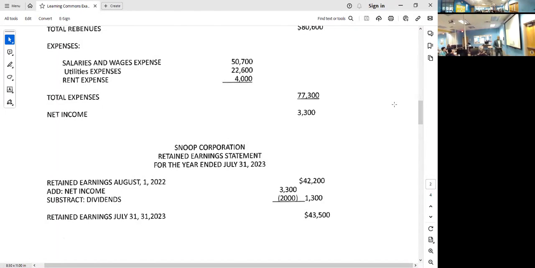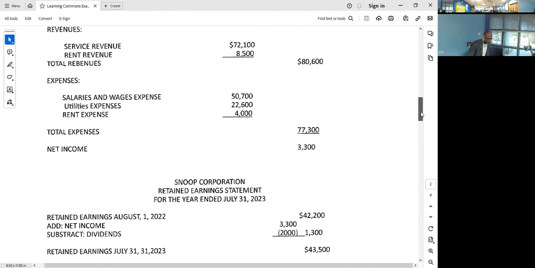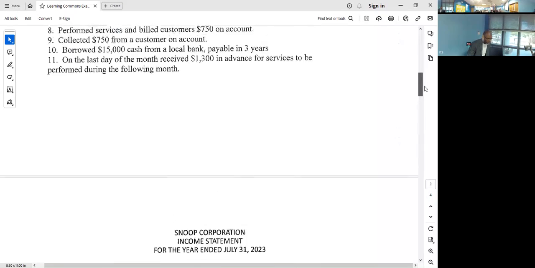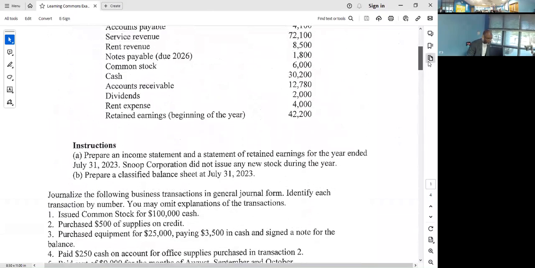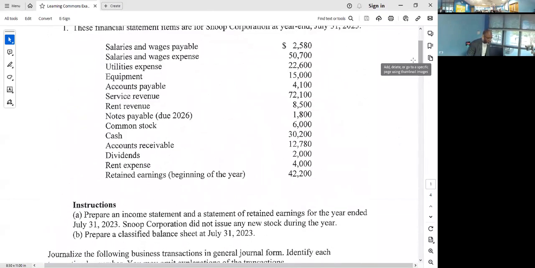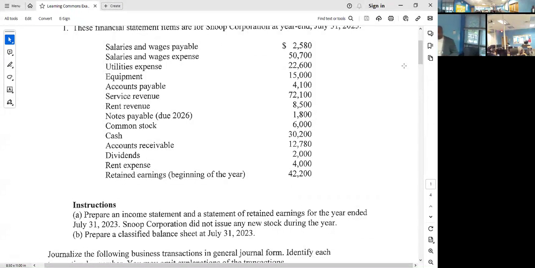So I want you to try the balance sheet right quick. I know some of you have already done it, but let's go back up to the data. If I'm moving too fast, y'all slow me down. Now I want you to do me a balance sheet. Now, what goes into the balance sheet? What type of accounts? Assets, liabilities. Absolutely right. Assets, liabilities, and stockholders' equity.